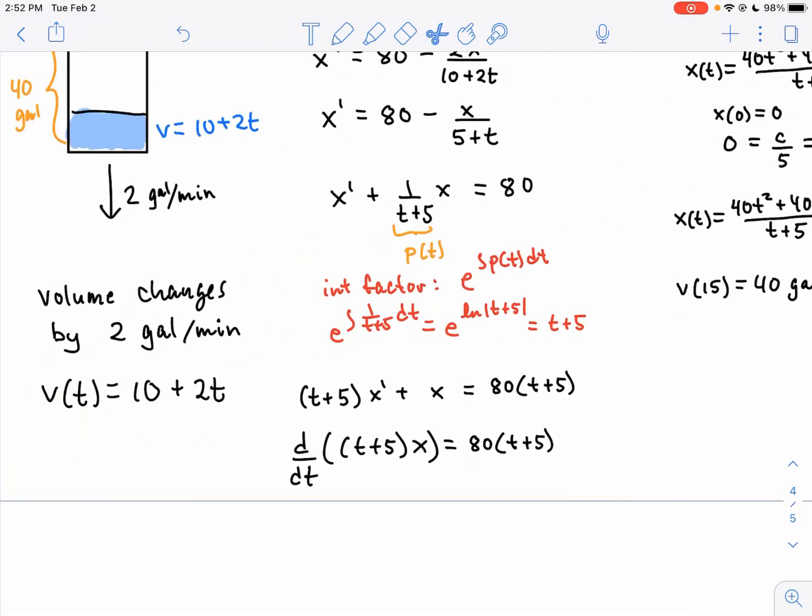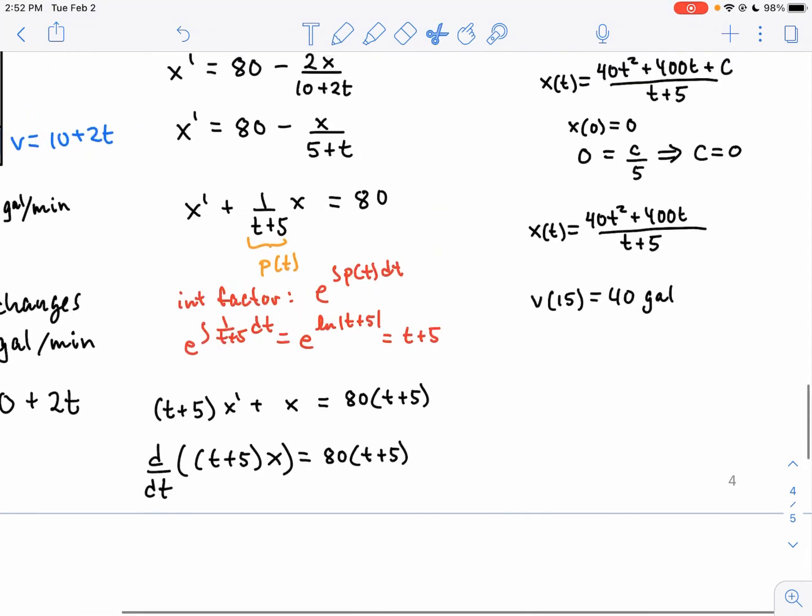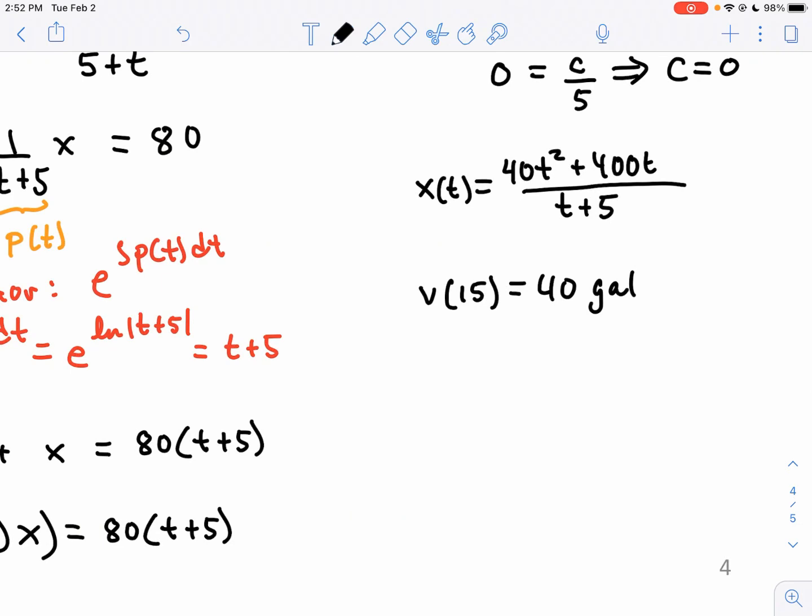Another way to do this, of course, would have been just to take this expression here, change volume to 40, and solve for t. Subtract the 10. So it's saying, okay, you're gaining 2 gallons per minute, and you want to gain 30 gallons. Divide by 2, and it takes 15 minutes to get the volume up to 40. So the volume at time 15 will be 40 gallons. So we want to find the amount of salt at that same amount of time.